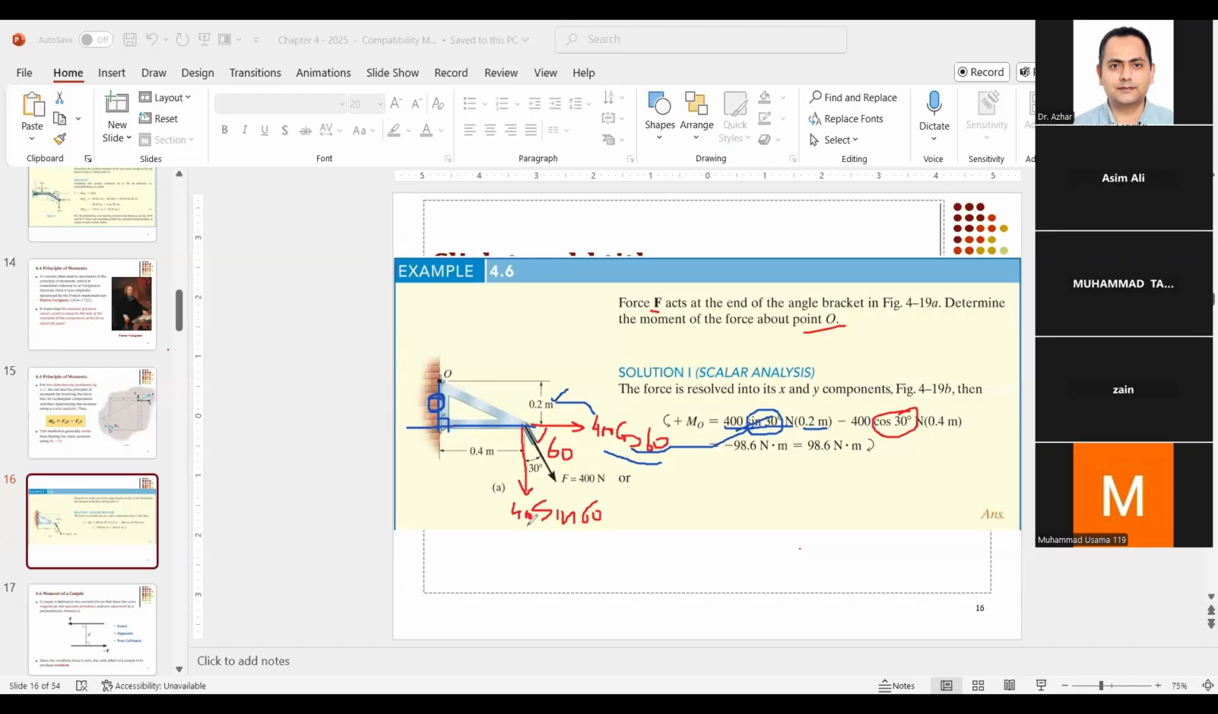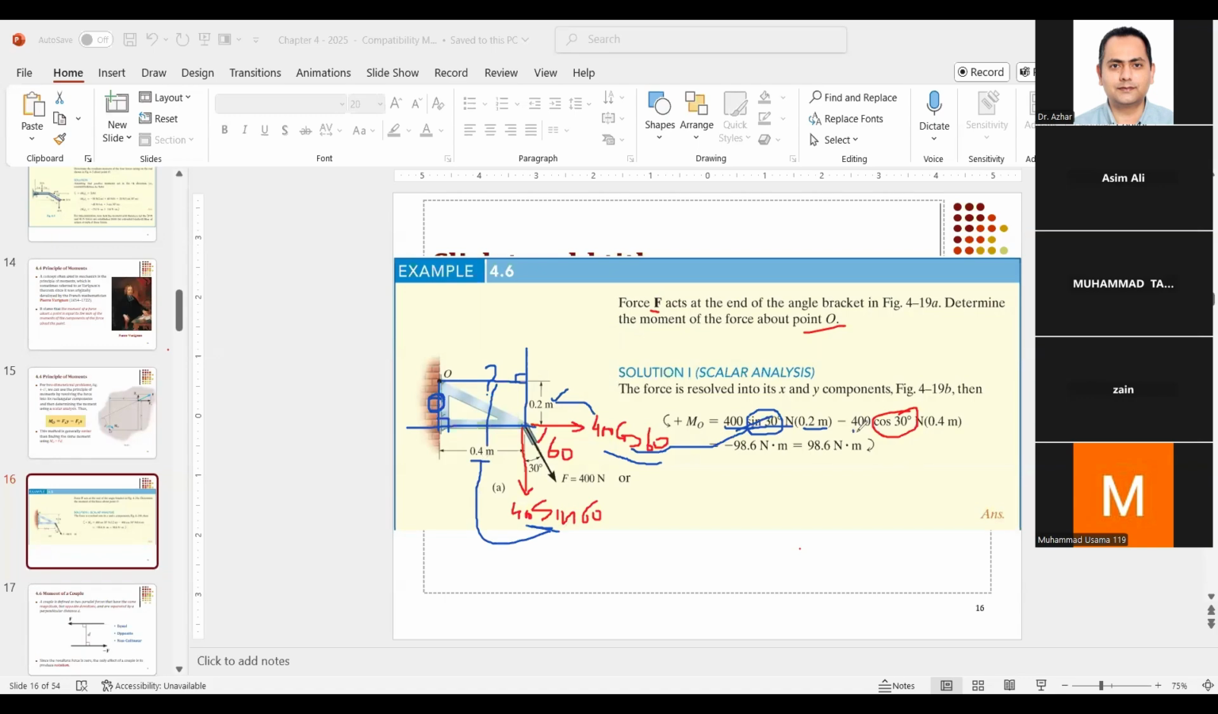For the vertical component, 400 sine of 60, do what? Extend the line of action, and from point O, find the perpendicular distance, right here. So this is our perpendicular distance. Is it given in the problem somewhere? The perpendicular distance? 0.4 meter. Yes, that's correct. It's given right here, 0.4 meter. So you simply multiply 400 sine of 60 with 0.4 meter, and this will give you the moment.